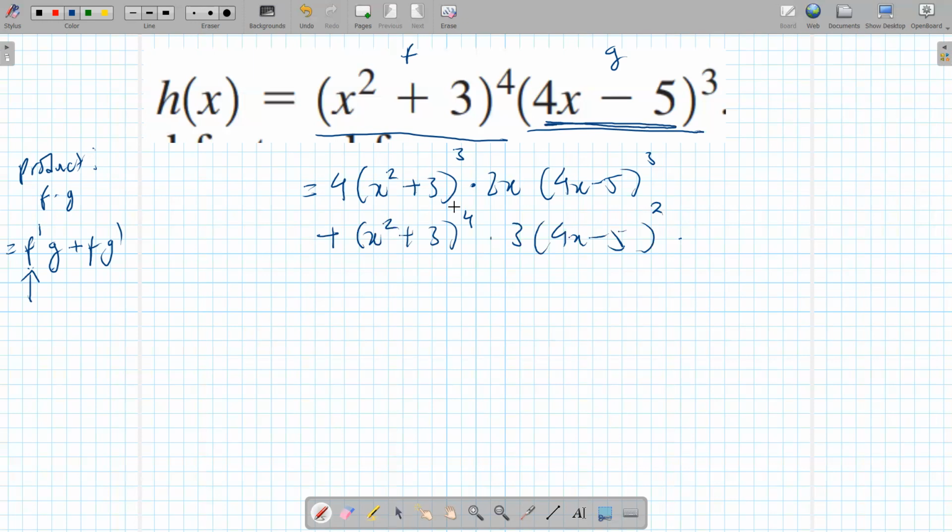No. 4x would be 4. 5 would be 0. Okay. 1x is 1. 4x, just drop the letter, 4. 5 is a 0. Okay. And that's it. I guess you could collect like terms.